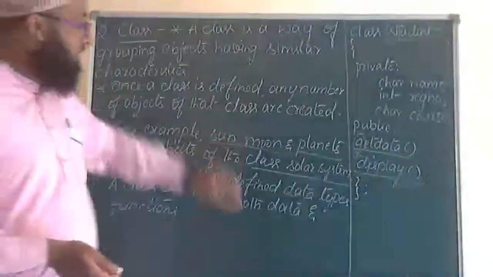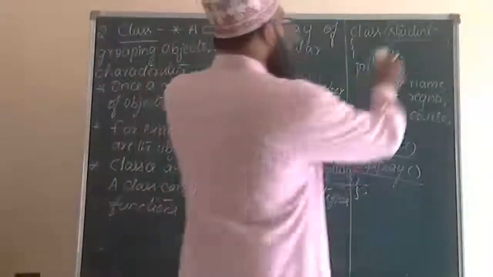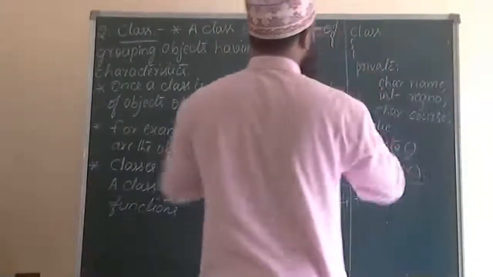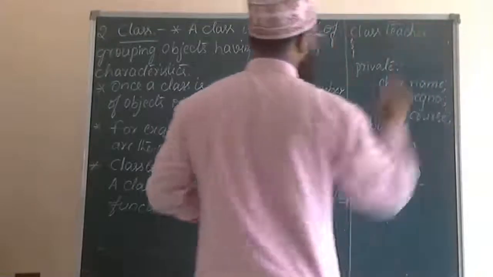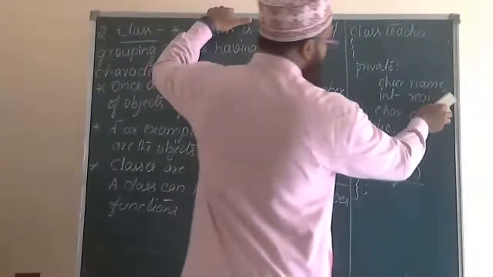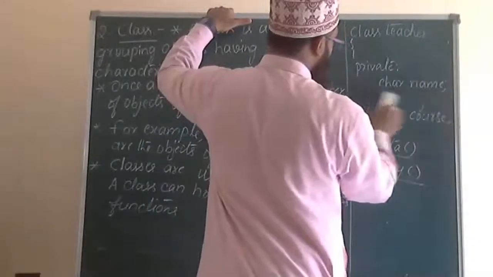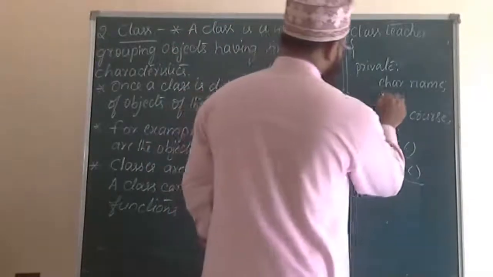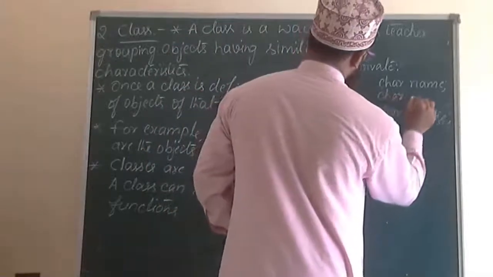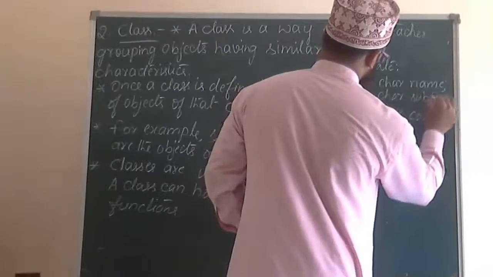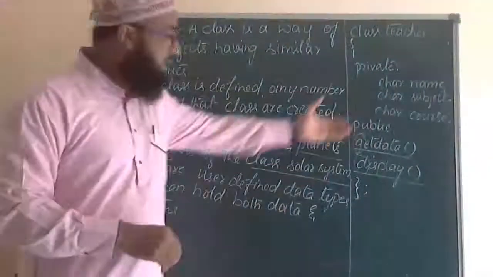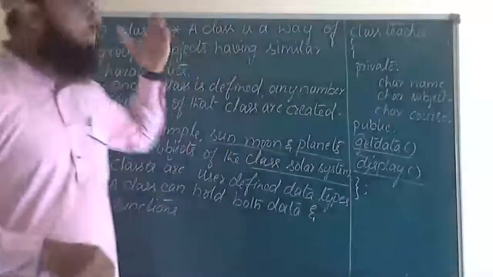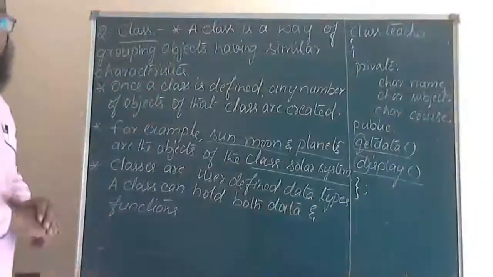If you take the same example for teacher, only one thing is going to change here. The class is teacher. Under that, for teacher, register number will not come, so take this as char subject. After that, same things: get data and display are the member functions. So this is called a class.